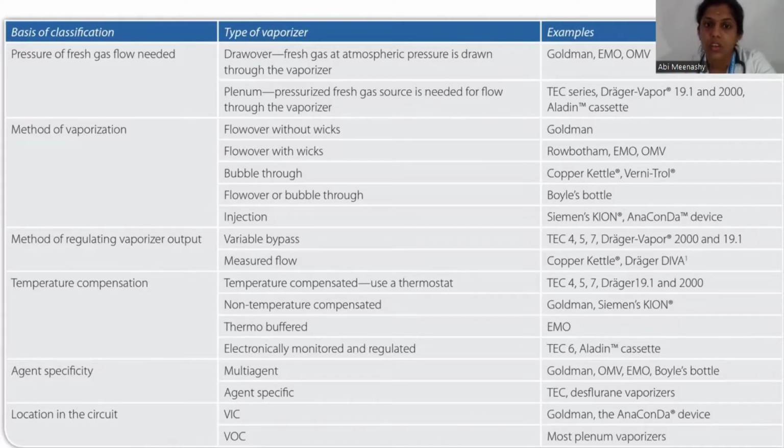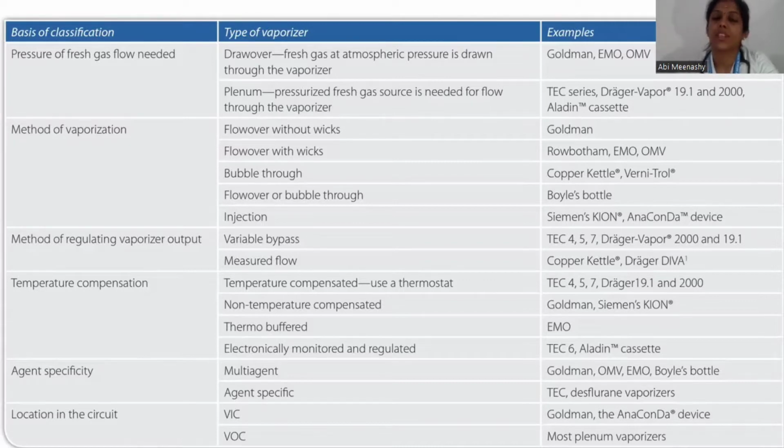2000. Non-temperature compensated types are Goldman and Siemens Kion. Thermo-buffered is EMO. Electronically monitored and regulated are Tech 6 and Aladdin cassette. And agent specificity. Multi-agent specific are the old ones, Goldman, OMV, EMO, and Boyle's bottle. Agent specific, all our modern vaporizers in use are agent specific. So all the Tech series, the desflurane vaporizers, everything is agent specific.